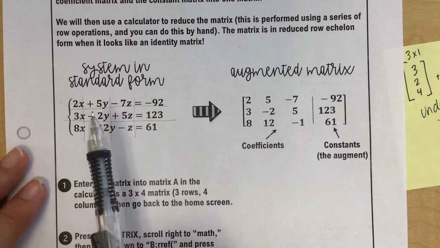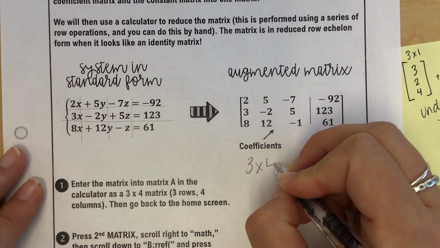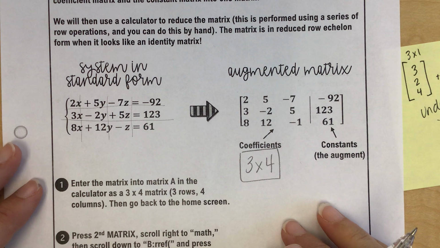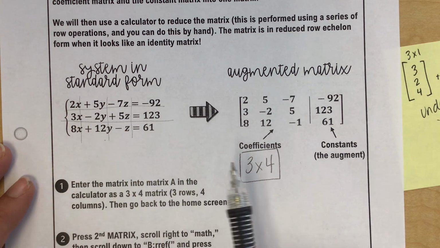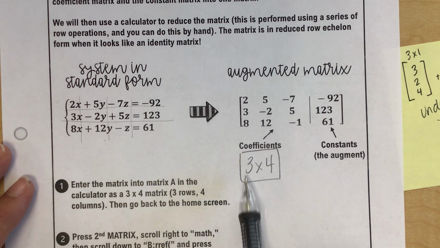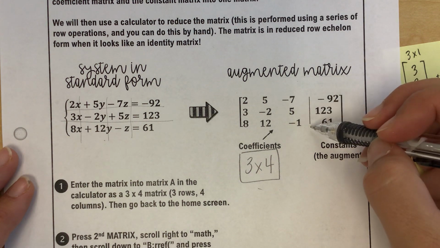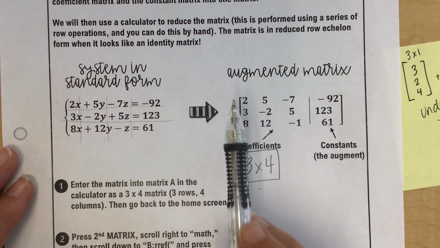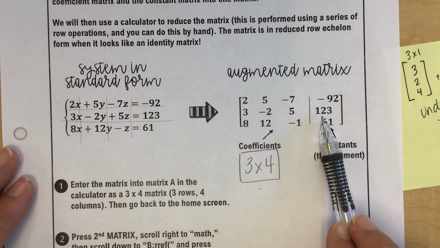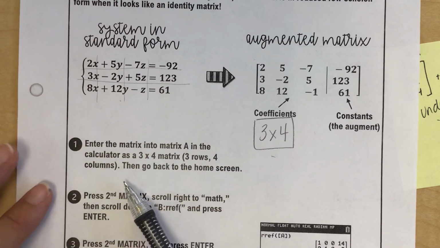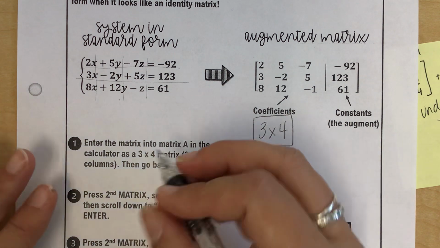So you can see that when we do these, we're going to have a 3x4 matrix. Anytime we're solving a system with three equations and 3 variables, your matrix is always going to be a 3x4 matrix. Now this line does not appear on your calculator. They're just trying to show you that these were all of the numbers that went with your variables, and then these were the answers. Then we put those in, and it says go back to home screen. To go back to home screen, you do second quit.